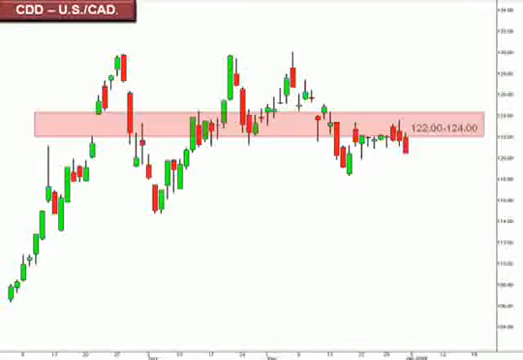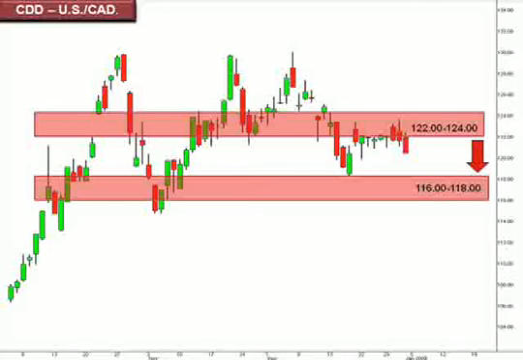Now, we were anticipating some consolidation within that 122 to 124 focal zone. However, it is safe to say that the pair value action is rejecting the idea of pushing higher, supporting the probability of further weakening of the US against the Canadian dollar and a test down into this 116 to 118 range.